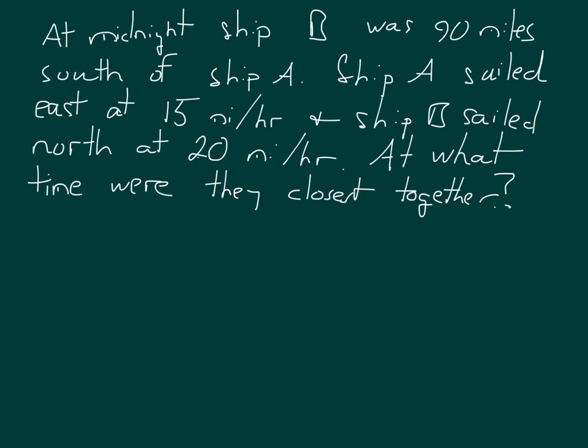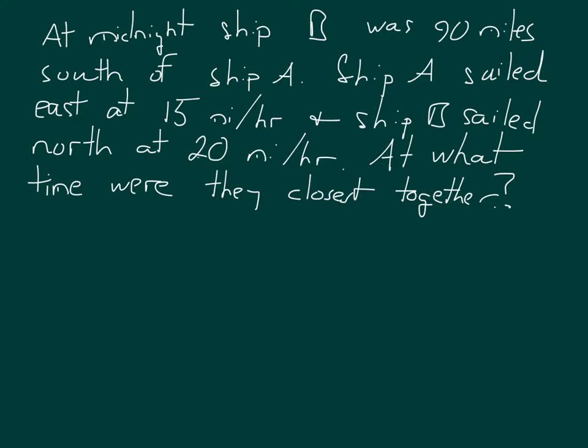Okay, so here is another optimization problem. And what does it say? It says at midnight, ship B was 90 miles south of ship A. Ship A sailed east at 15 miles an hour, and ship B sailed north at 20 miles an hour. And the question is, at what time were they closest together?